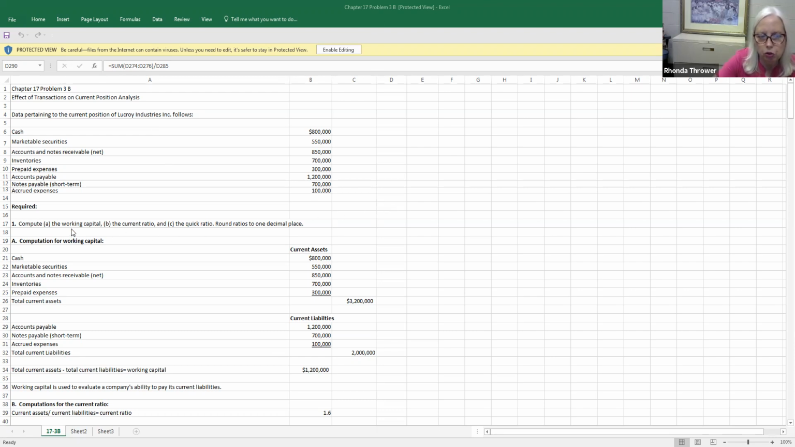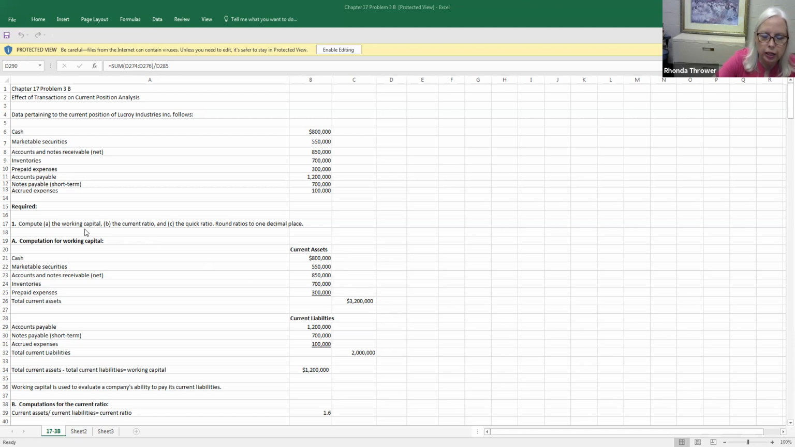The first thing they want you to do is to compute the working capital. Before we can do that, we need to total up our current assets. So I've taken our current assets of cash, marketable securities, accounts receivable and notes receivable net, our inventories and our prepaid expenses. All of those are added together to get a total amount of $3,200,000. That's our total current assets.